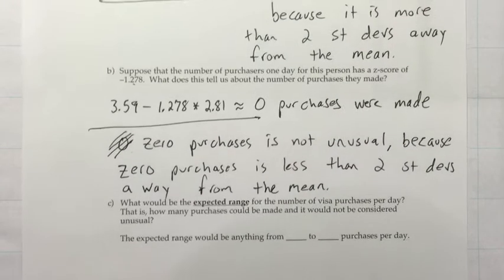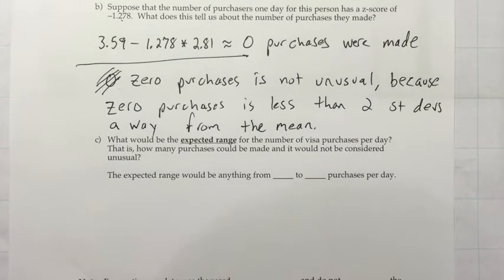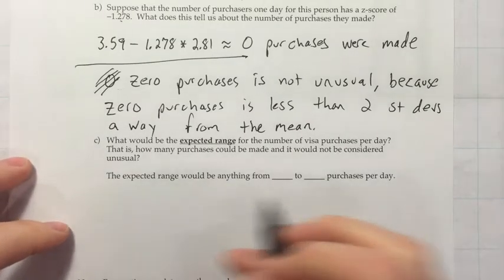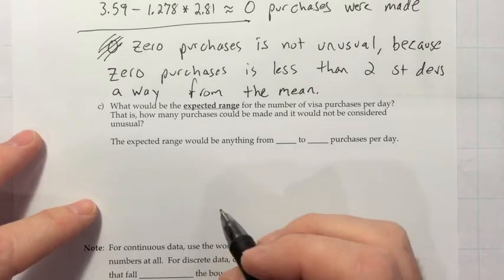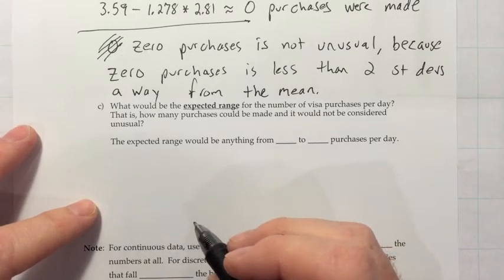All right, let's have a look at the final question, question C. What would be the expected range for the number of Visa purchases per day? That is, how many purchases could be made and it would not be considered unusual. So we'll fill in the blanks right here, but we need to do the scratch work down below. The expected range is anything within 2 standard deviations of the mean.